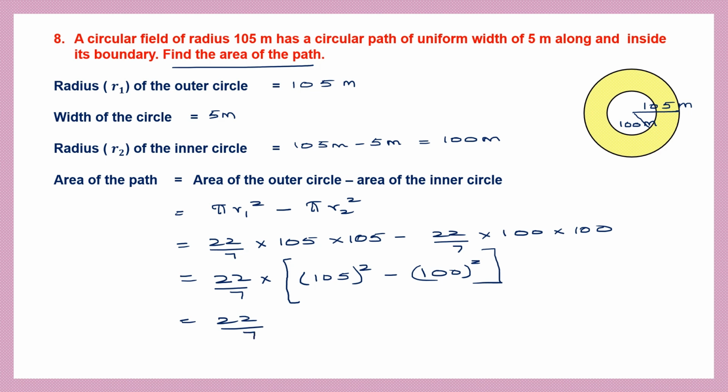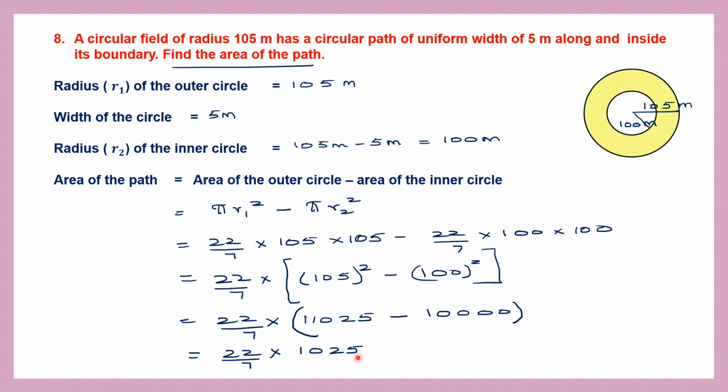22 by 7 into, how much is 105 square? So multiply 105 into 105, you will get 11,025 minus 100 into 100. So you put 1 followed by 4 zeros, so that makes it 10,000. So now we need to subtract this. So 22 by 7 into, let's subtract, we get 1025.